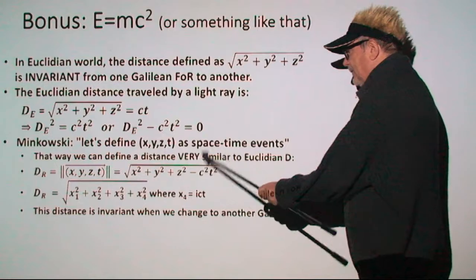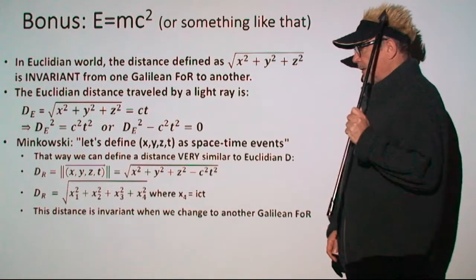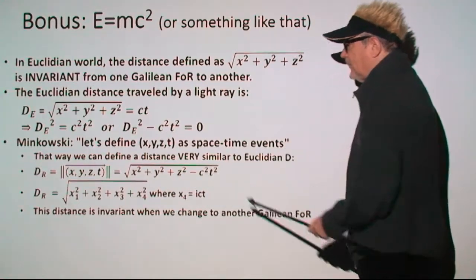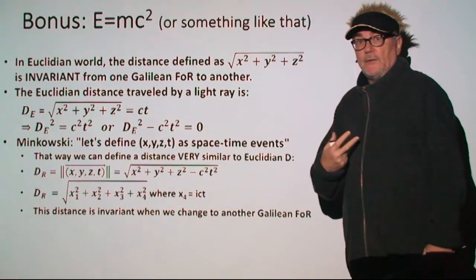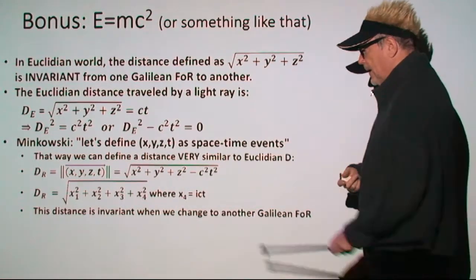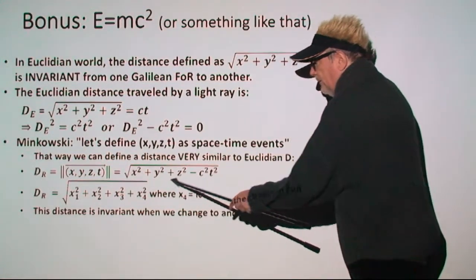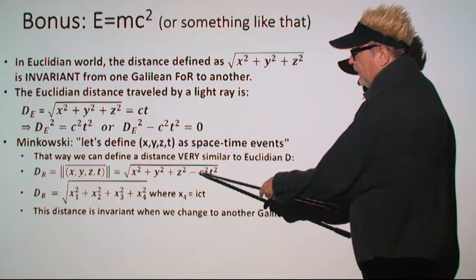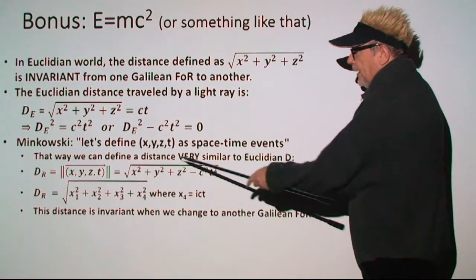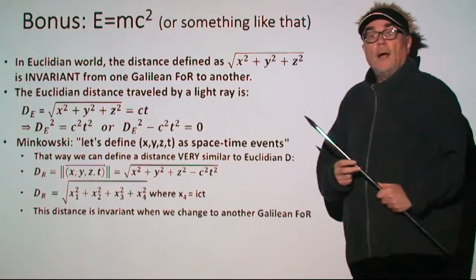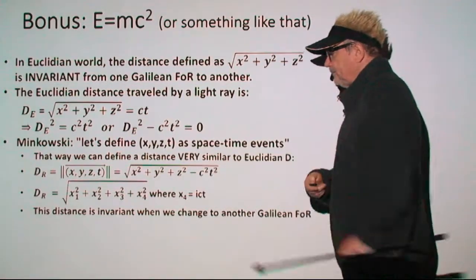So let's keep that in our memory, because that's how we can define a distance for space-time events with special relativity. You take the spatial distance here, and then you subtract c squared times the time coordinate of the vector, squared, of course. Okay, so let's remember that.